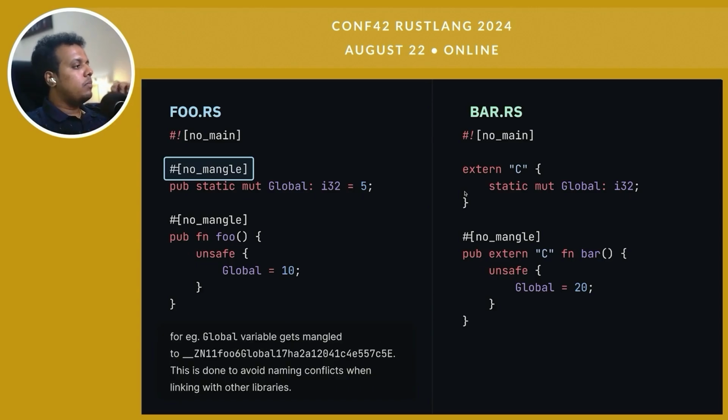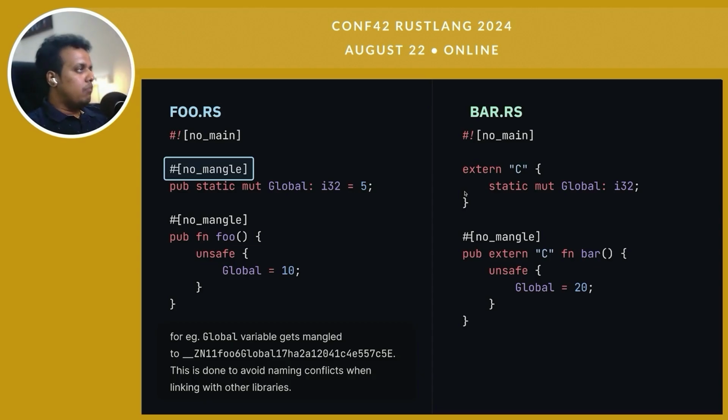And it is transformed into a different name altogether, right? For example, the global variable gets mangled into this gibberish looking text. The main reason this is done is so that all of these global identifiers don't conflict when you're linking with other libraries.